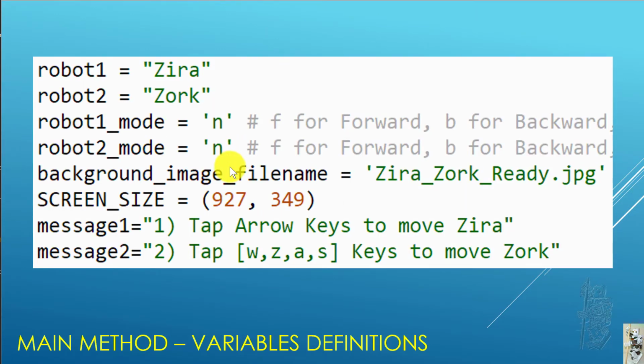So I'm using two robots now, so everything had to be duplicated. Robot 1 is named Zira, robot 2 is named Zork. So we have a mode for the robots, robot 1 mode, robot 2 mode. We have a little picture for them. And the idea is if you tap the arrow key, you move robot 1, and you tap WZAS, which is kind of an homage to a long time ago, all the game people who had no arrow key. So you can tell I'm pretty old to remember all that.